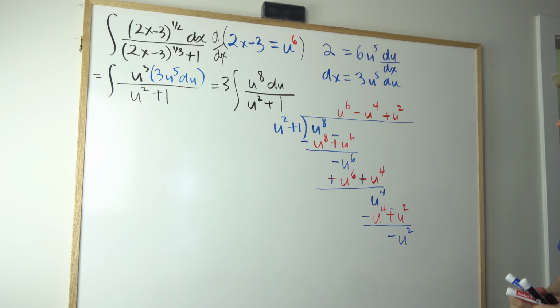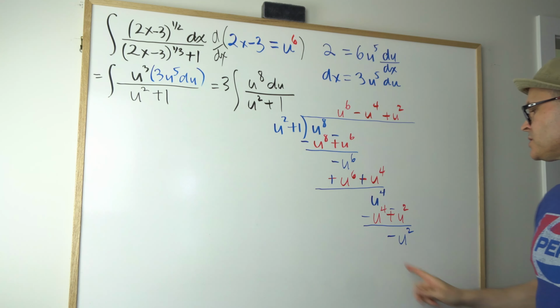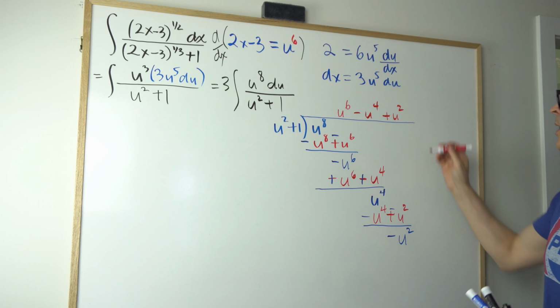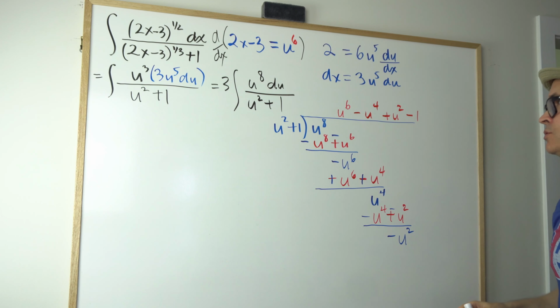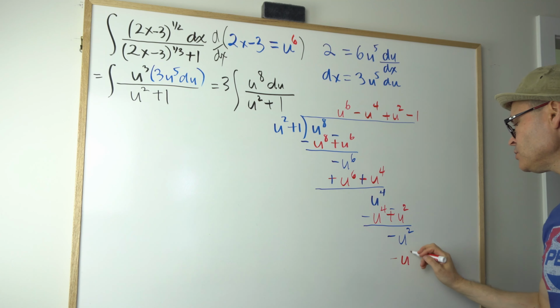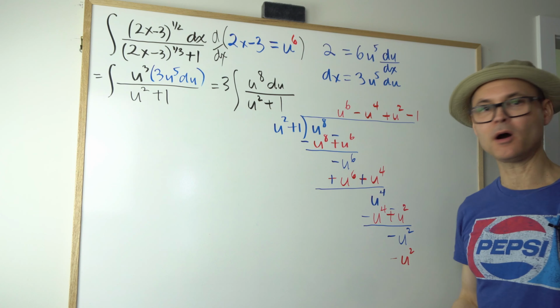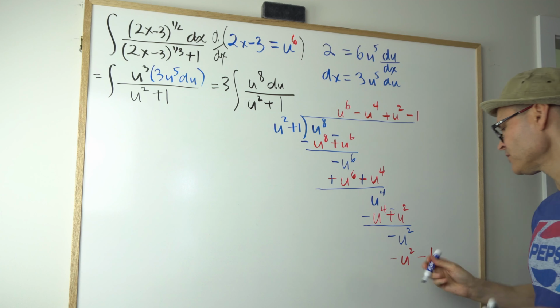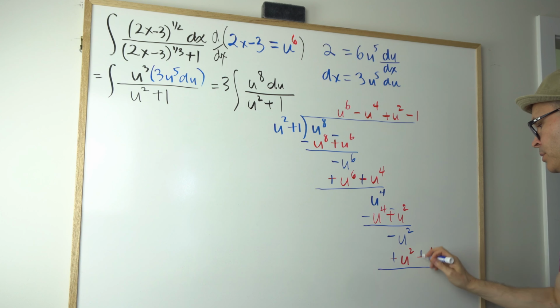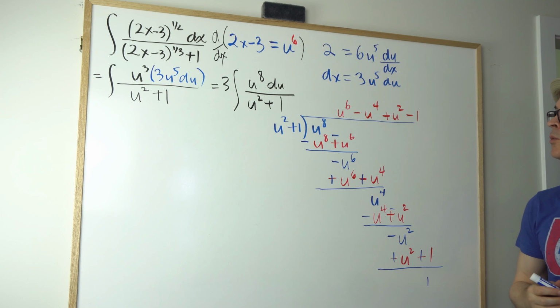We're almost done. Look at this. So u to the 2 goes into negative u to the 2 negative 1 times. Everybody knows that. And then negative 1 times u squared is negative u squared. Negative 1 times positive 1 is negative 1. Draw the line, change the signs, add vertically. Boom, boom, boom, boom. Okay, why did I do that?